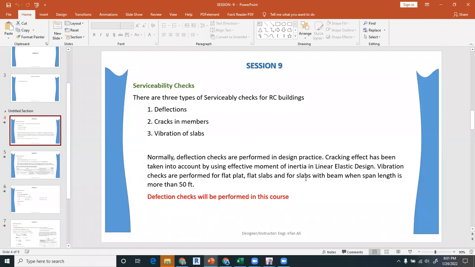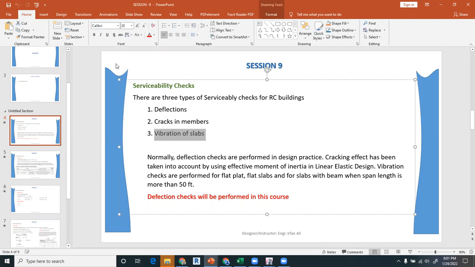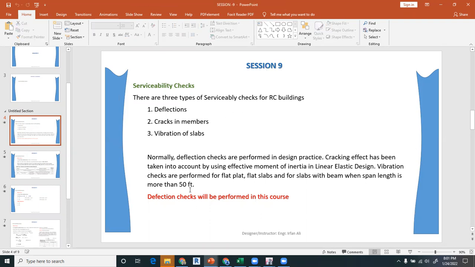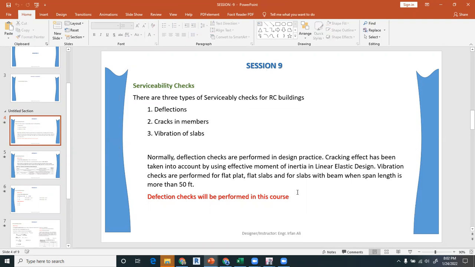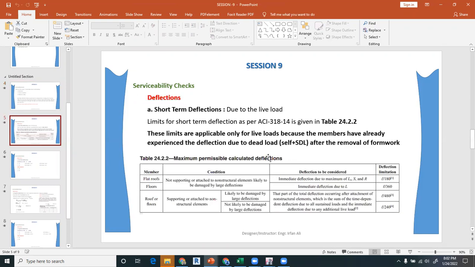So the deflection checks will be performed in this course, because vibration of the slabs is not applicable, because we do not have any span greater than 50 feet. And we have also incorporated the cracks in the members using effective moment of inertia. So now we are only left with the deflections, so we will perform these checks. In deflection, there are 2 types of checks. One is the short-term deflections and the other is the long-term deflections.